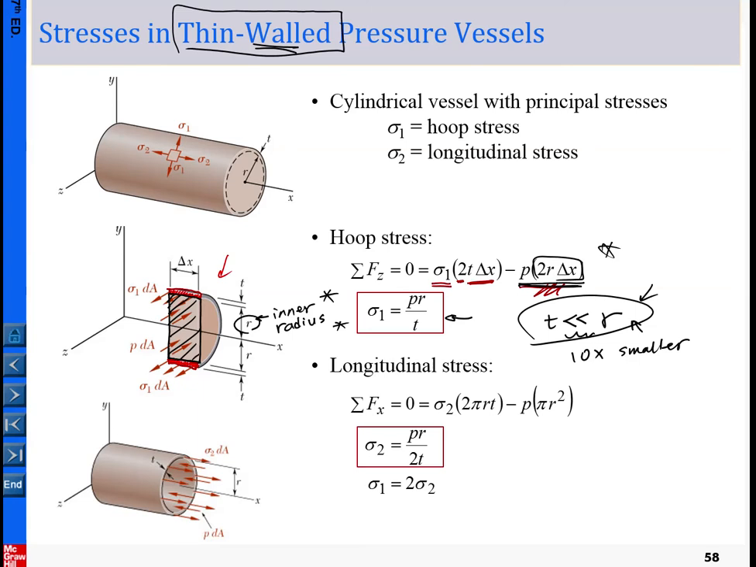Okay, let's move on to the expression for sigma 2. Hopefully we can take a free body diagram with the cross-sectional area exposing sigma 2. That is this area. Let me highlight it here.